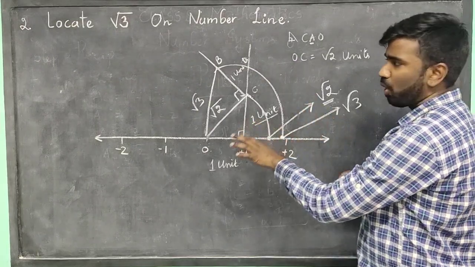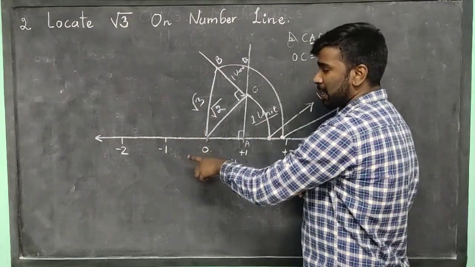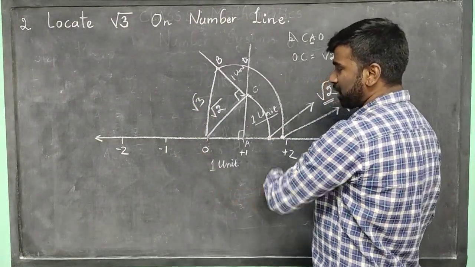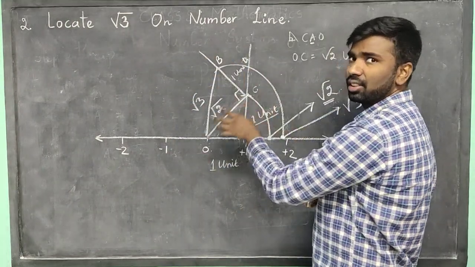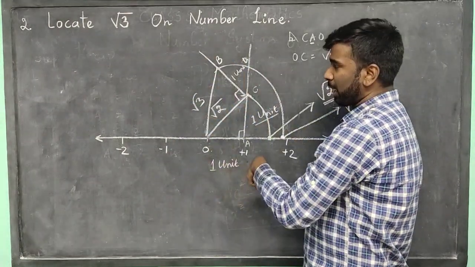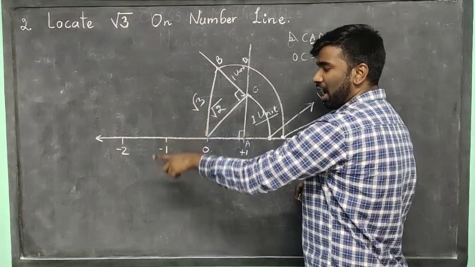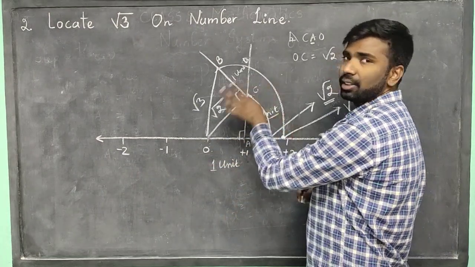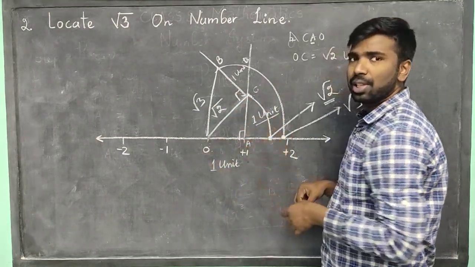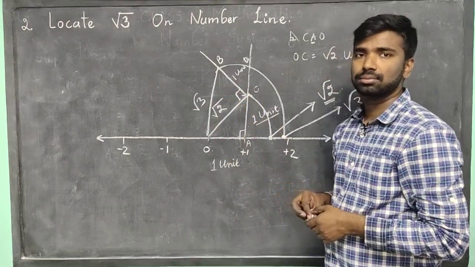In the same way, you can plot root 4, root 5, root 6, root 7, root 8, and you can continue. If you keep on continuing, that becomes a square root spiral. You can do it as an activity.